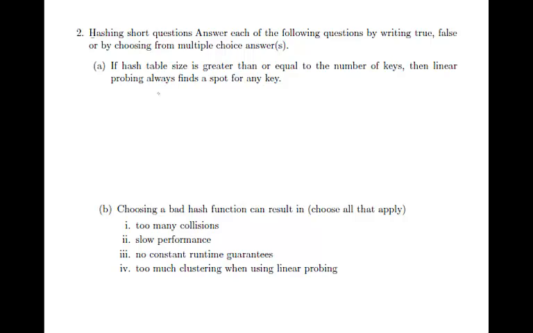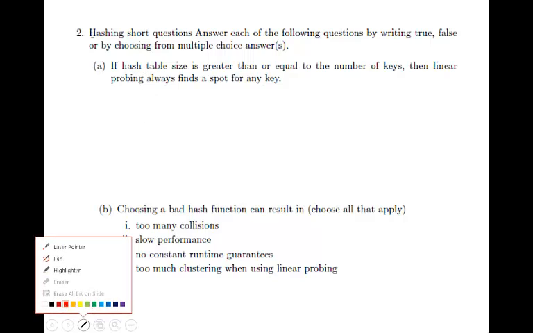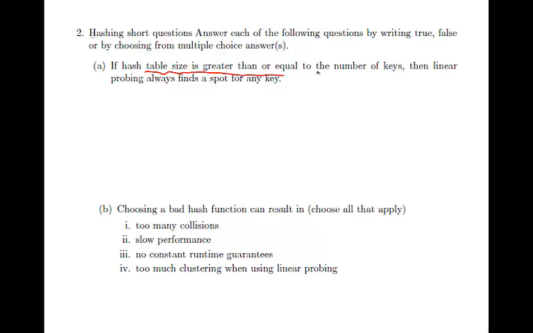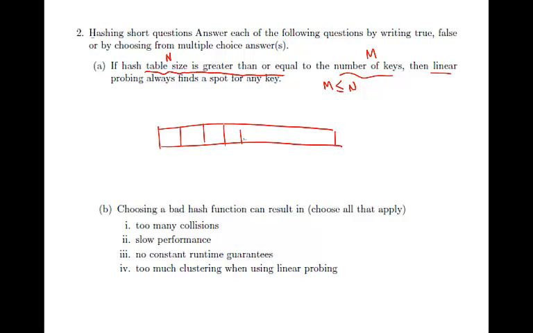So the second question is about hash tables. The question is, if the hash table size is greater than or equal to the number of keys. Suppose the table size is n and the number of keys is m. We are saying that m is less than or equal to n. Linear probing hash tables are designed such that they are at least as big as the number of keys, because you need to find a place for each key. And therefore we can only have m keys less than or equal to the table size n.